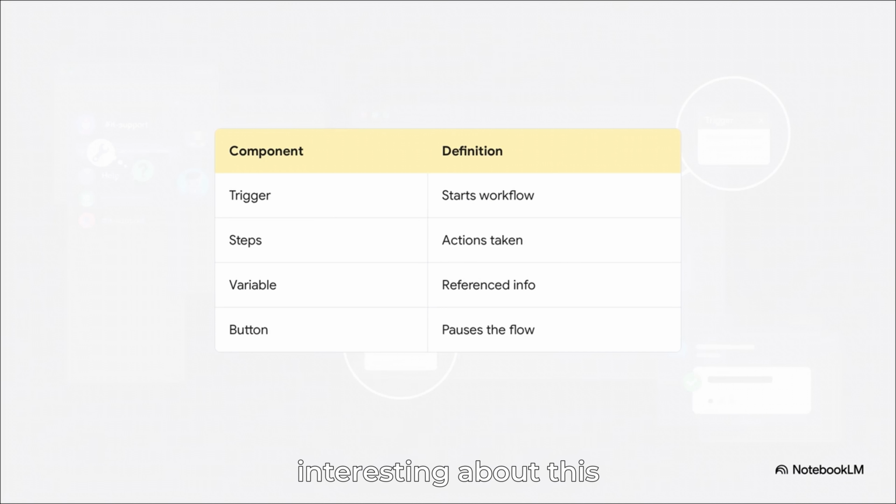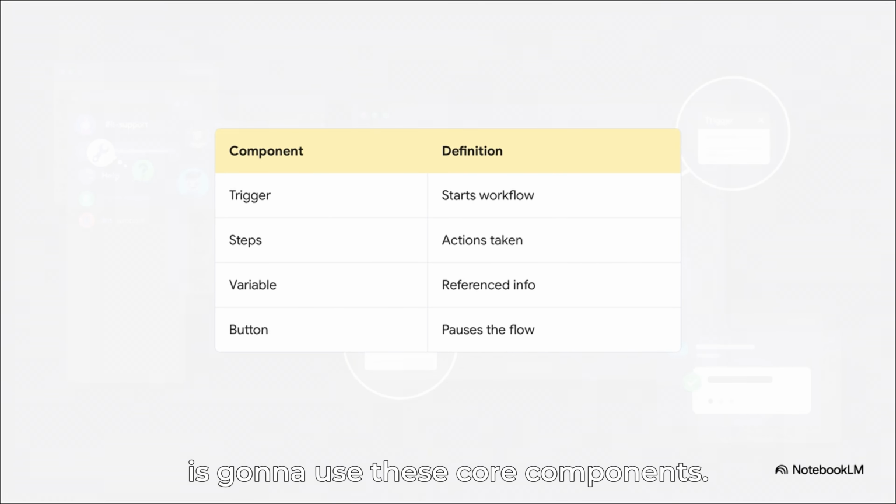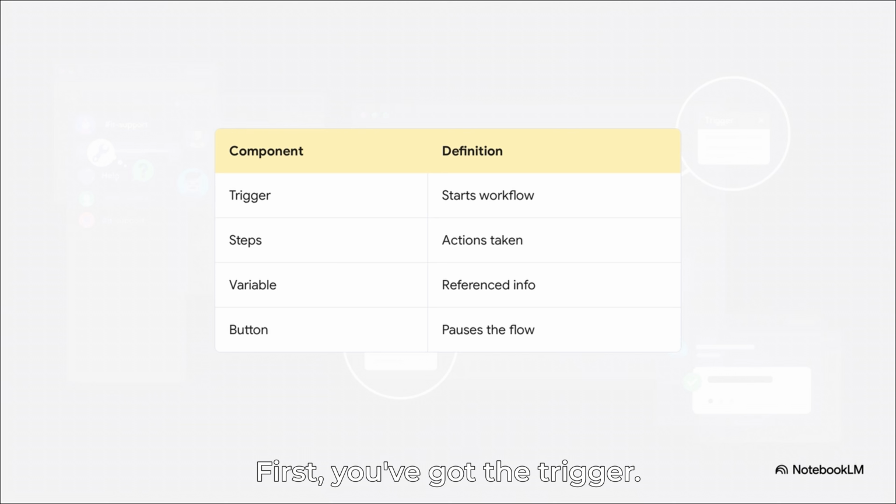Now, what's really interesting about this is the foundational anatomy of the workflow itself. Every workflow you build is going to use these core components. First, you've got the trigger. That's the exact action that kicks the whole thing off. Then you have steps. These are the actions Slack actually takes, like sending a message or popping up a form.